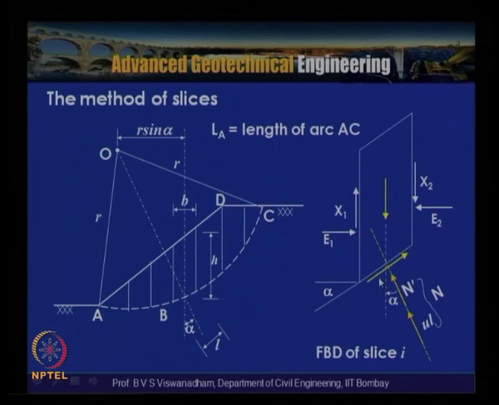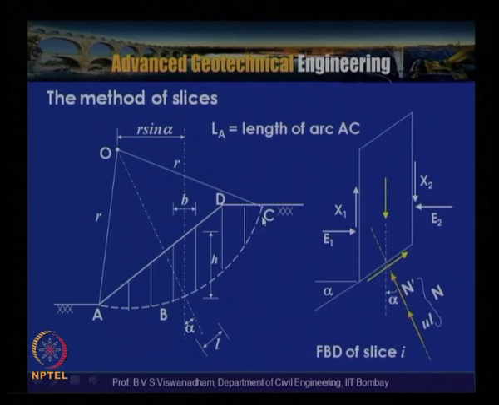The weight of each slice is assumed to act at the center of the slice of horizontal width b, and the arc is assumed to be a straight line here. This is the tangential force, and N dash is acting on the base of the slice, and UL is the pore water pressure force acting on the base of the slice. So N dash plus UL gives this normal force, and the angle subtended from this N dash directly to the center of rotation is called alpha. As we traverse from this side to this side, the angle alpha changes, as can be noted from here.